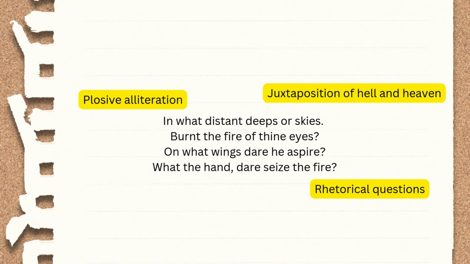And then what hand dare seize the fire? So we've got that repetition of dare. How could God do this? How did he have the confidence to do this? To seize the fire to put in your eyes and create you, tiger. And you can see again, we've got kind of this building of rhetorical questions. So again, creating this real tone of desperation, confusion, shock.